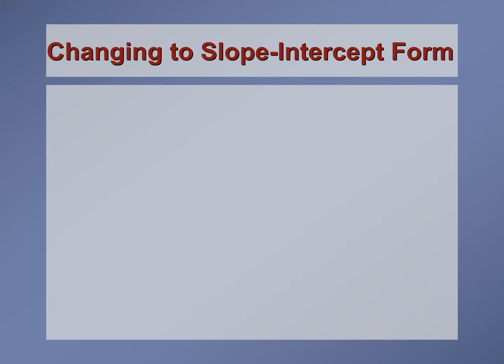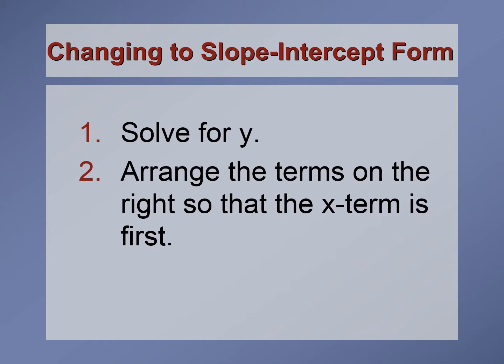All right, so all of those linear functions were very nice, and they had already solved for y for us. They had already been in slope-intercept form, y equals mx plus b. Sometimes you're going to get equations that are not in that form, and you have to change them by manipulating the equation. So the first step is going to be to solve for y. Then we want to arrange the terms on the right-hand side so the x term appears first, so we can identify the m and the b.